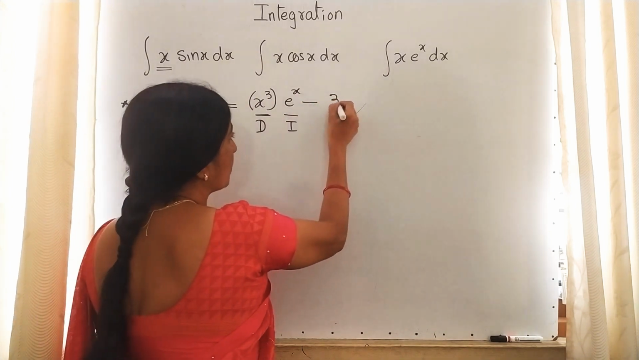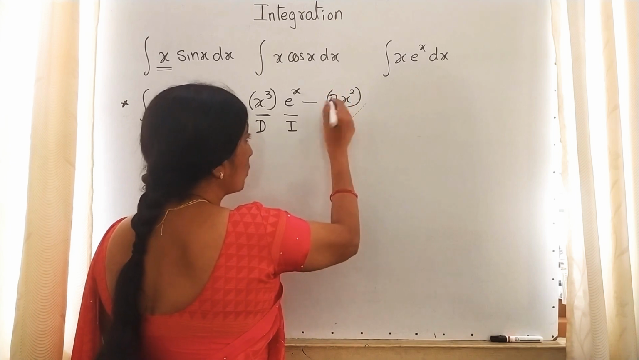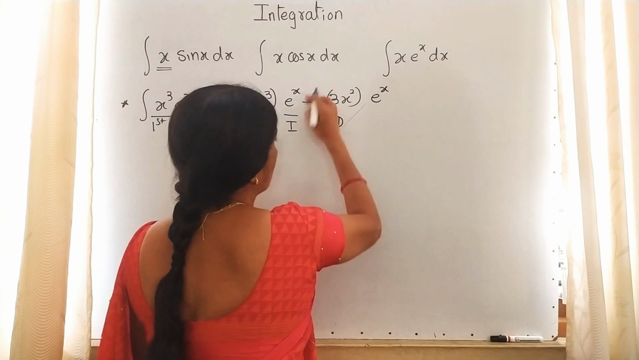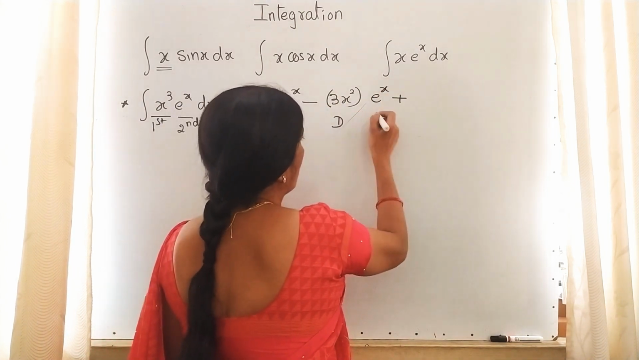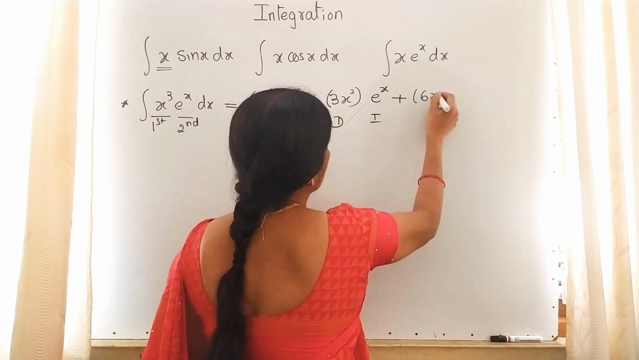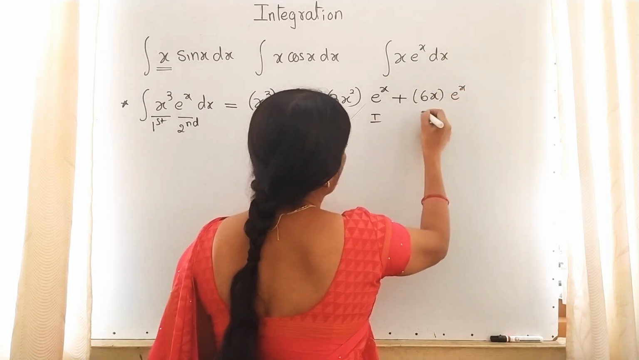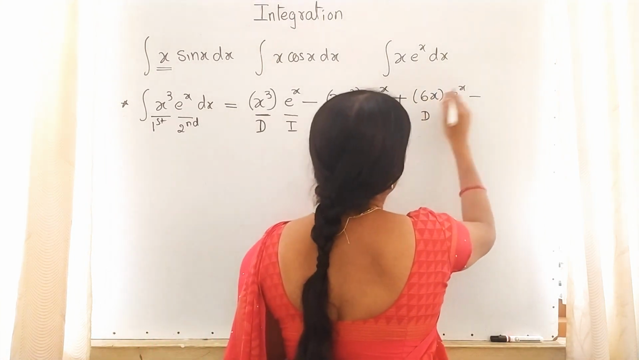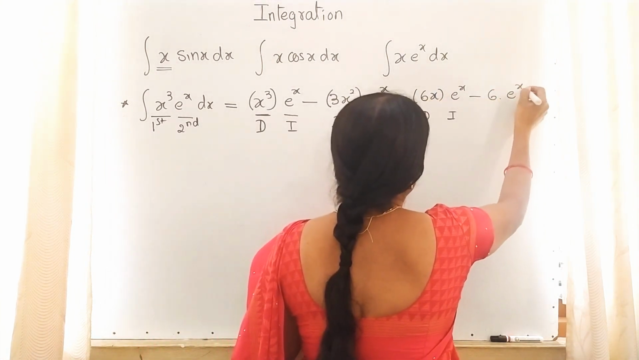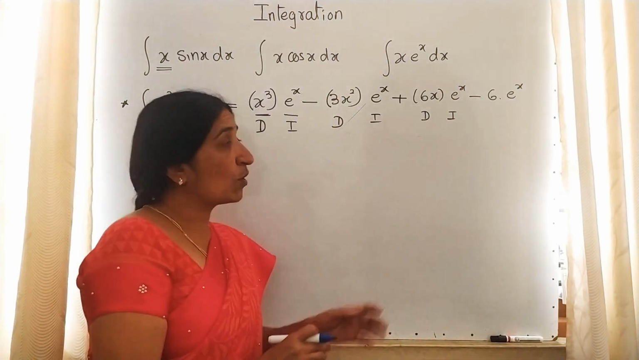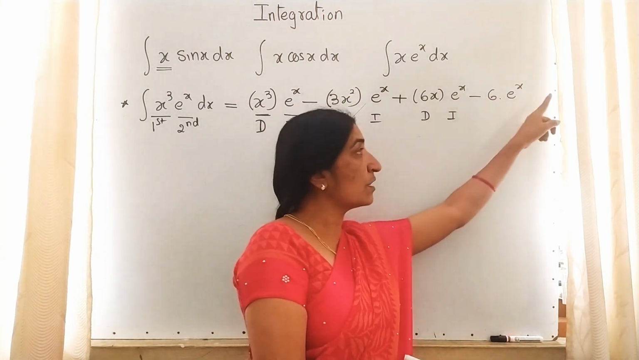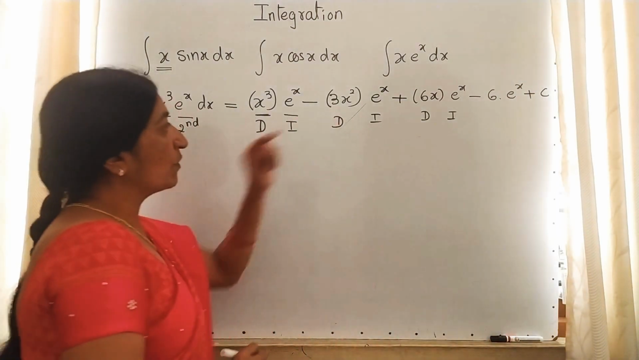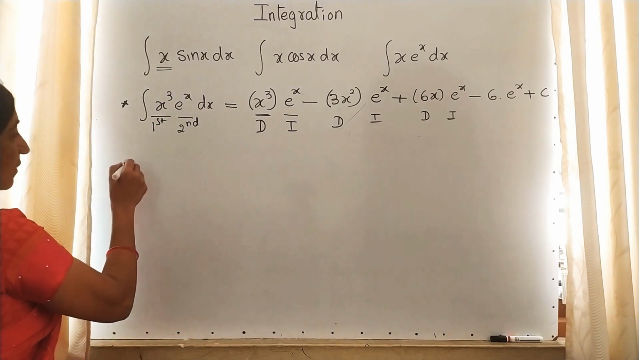Differentiate this, 3x square. Don't mix with anyone. This is the differentiation term and this is integration. After that plus. Now again differentiate this, integrate this. This is d, this is I. Plus minus plus minus. Differentiate this, integrate this. The next one is not coming. Why? Because when you differentiate 6, the answer is 0. So no need to write that. This is plus c. If you mark like this, I am moving to the next example.